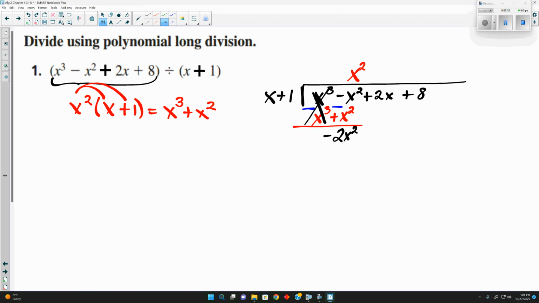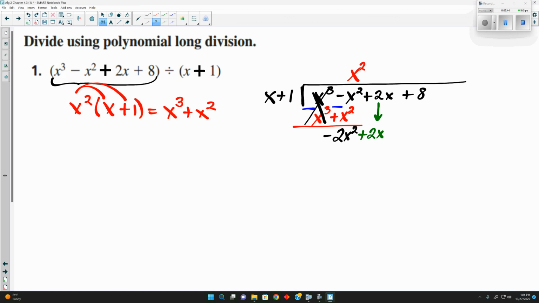So far it's kind of similar. It's different than long division, but the process is kind of similar in what we're doing. And again, in long division, our next step was to bring the next term down. So here we're bringing down the plus 2x. Any questions on any of this here so far? Not too bad so far.